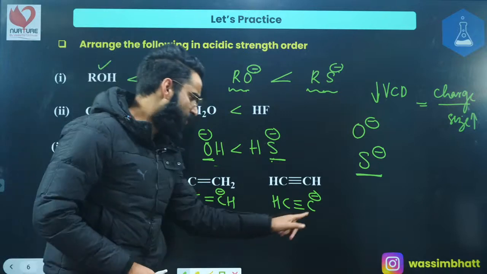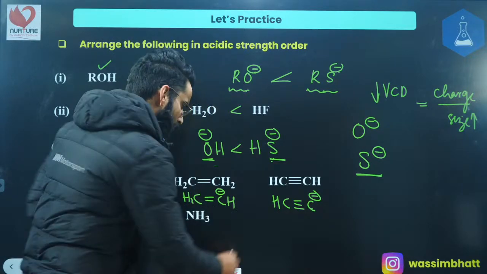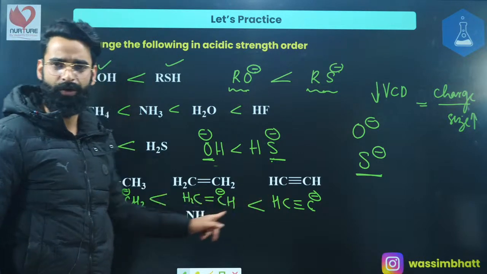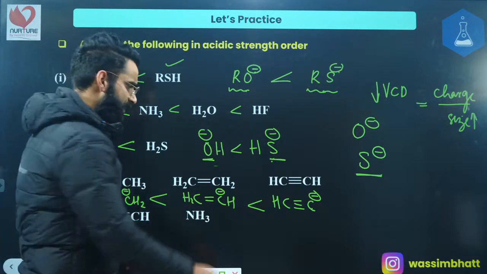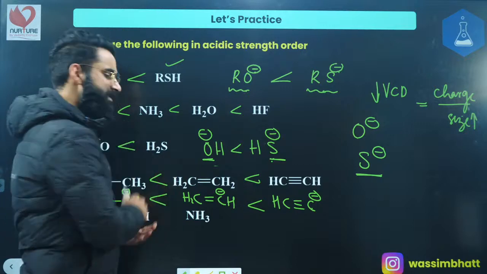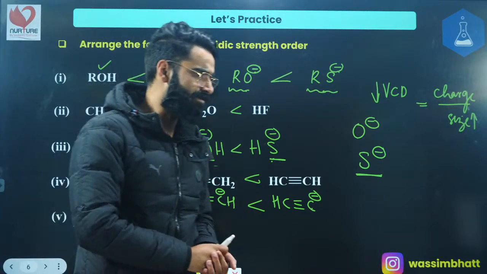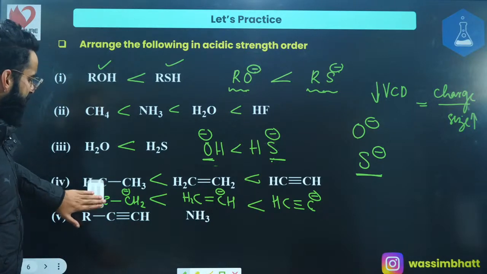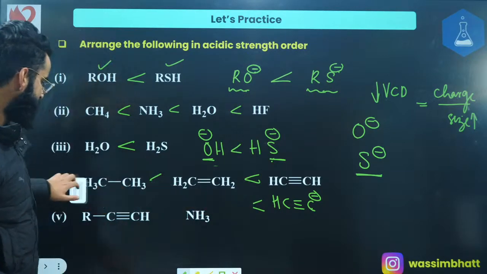Where is the negative charge more stable? Negative charge is more stable over here. So what is going to be the order of the stability of the conjugate bases? This is the order of the stability of the conjugate bases, and whatever is the order of stability of conjugate bases, the same is going to be the order of their acidic strengths. Simple? Absolutely.